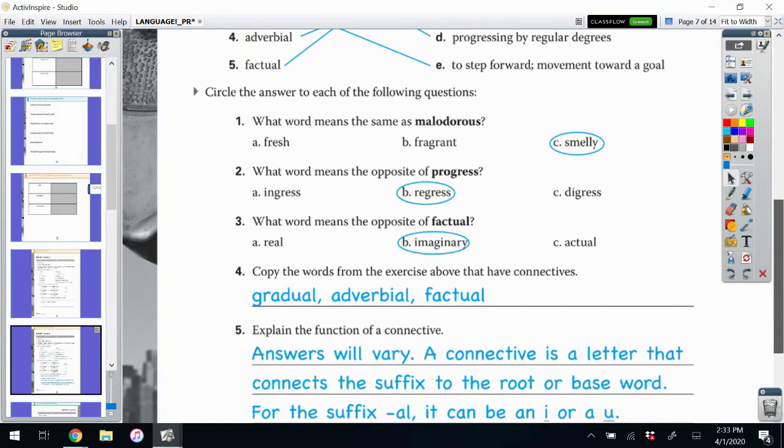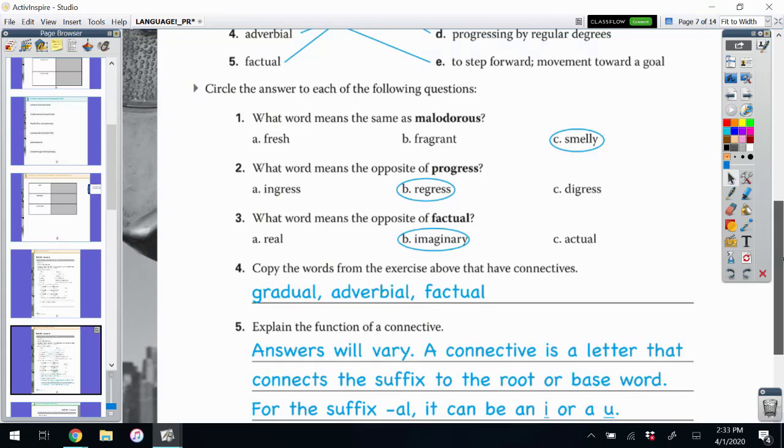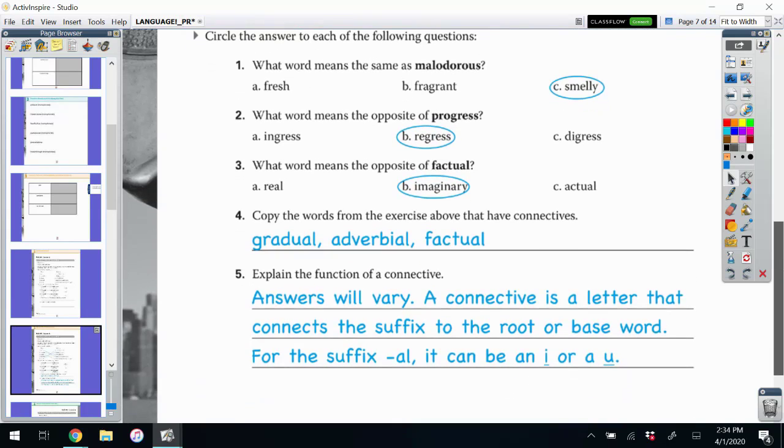Let's look at the answers to these questions. What word means the same as malodorous? Yep, smelly. What word means the opposite of progress? Regress is your answer. Which word means the opposite of factual? Imaginary. The words from the exercise above that have connectives are gradual, adverbial, and factual.